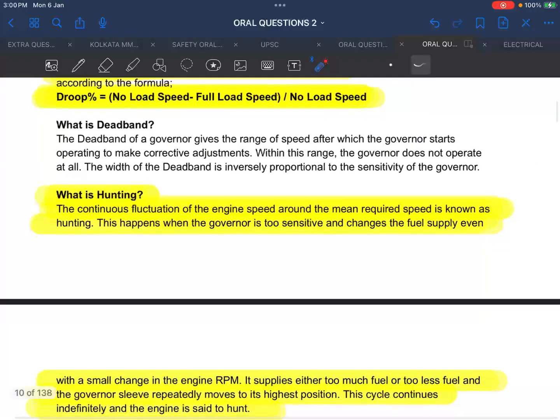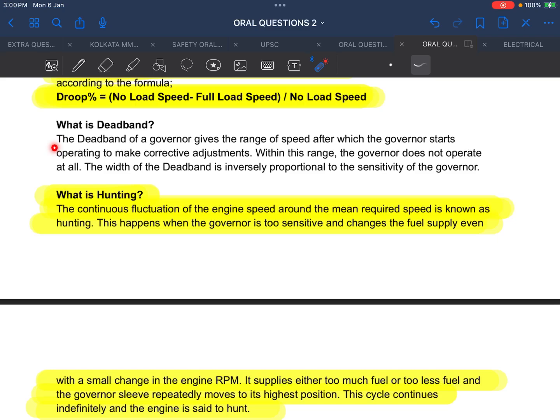One more question: what is the deadband? The surveyor will ask what the deadband is. Deadband is a band where there are no changes, basically the band in which the governor does not operate at all. This is the deadband.